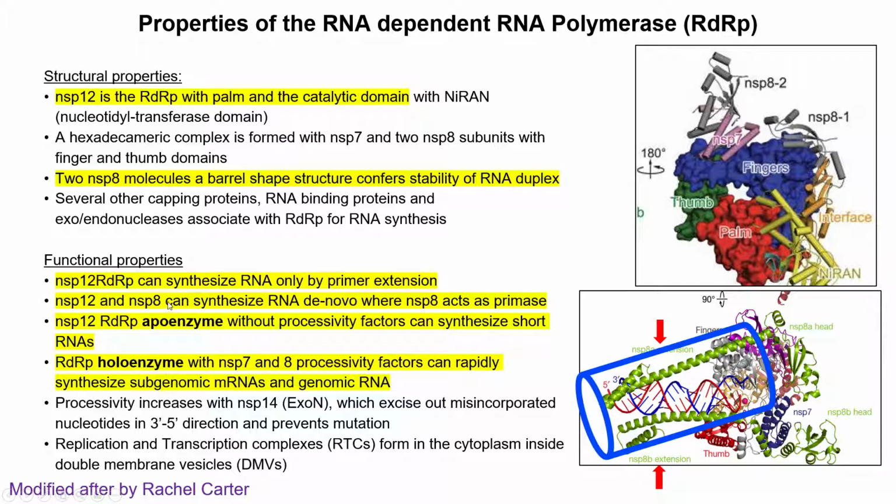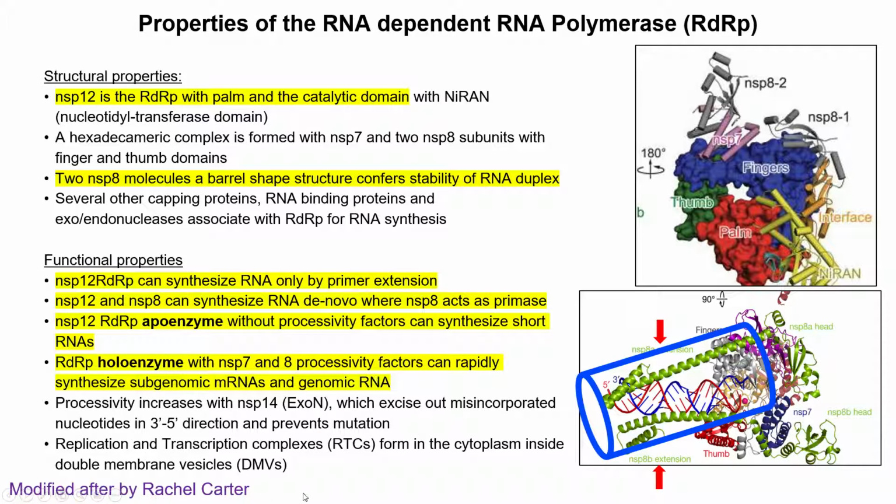Also, along with that, NSP8 is basically the primase. So see that RDRP can synthesize RNA only by primer extension, and NSP12 can synthesize RNA de novo, where the NSP8 actually acts as a primase. So that's basically what it is. So the apo enzyme, the NSP12 RDRP without the processivity factor, can synthesize short RNAs when you give them the primer. Remember that you have to give them a primer, it can only extend the primer. But if the holo enzyme is with the 7 and 8, and 8 can synthesize its own primer, that's your de novo synthesis, and the processivity factor that can synthesize subgenomic RNAs.